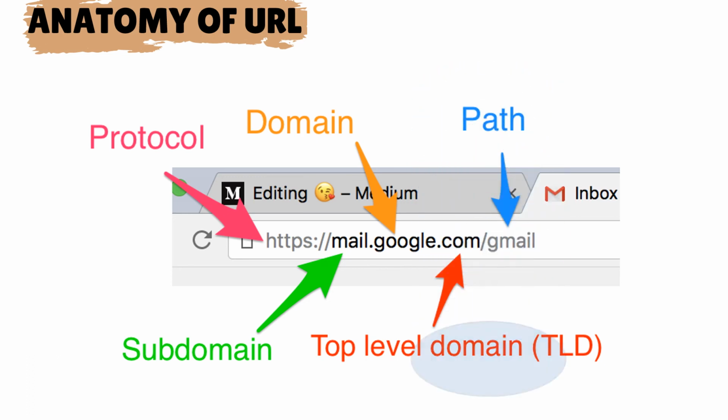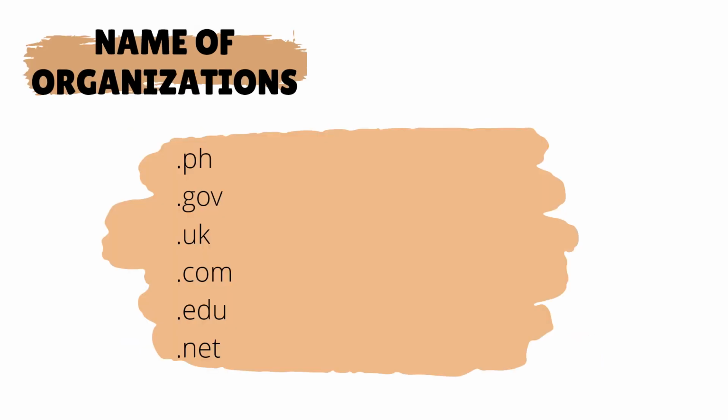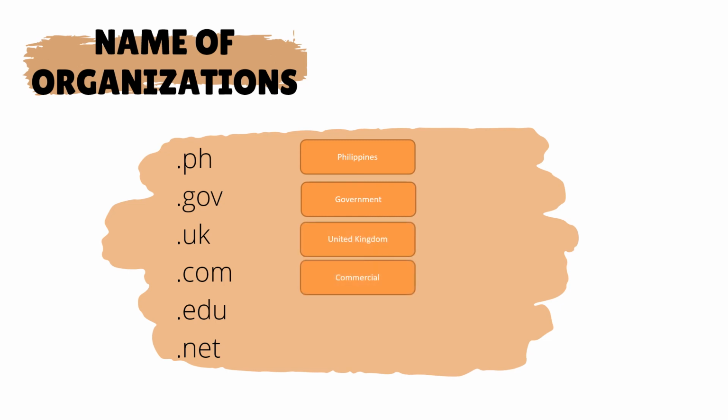And the last one is path or file path. Refers to the exact location of a page, post, or file. This time, the Gmail is the path. These are the most commonly used TLD or top-level domain in the URL. Number one is .ph, meaning Philippines, .gov, government, .uk, United Kingdom, .com, commercial, .edu, education, .net, network.